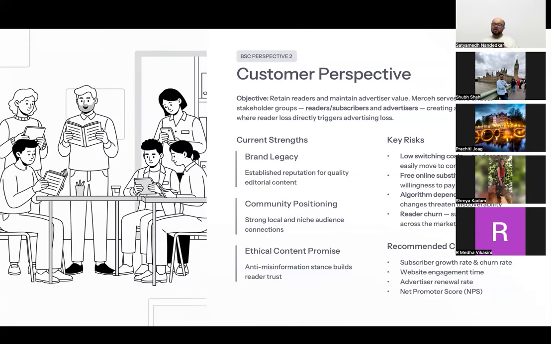Okay. And recommended customer KPIs are basically subscriber growth rate and churn rate, website engagement time, how much time do you spend on my website, on my videos. So when I look at, say for example, my YouTube content, SBL, funnily enough, has always been the best performing content, when in fact the time that I devote to SBL is the least of all.